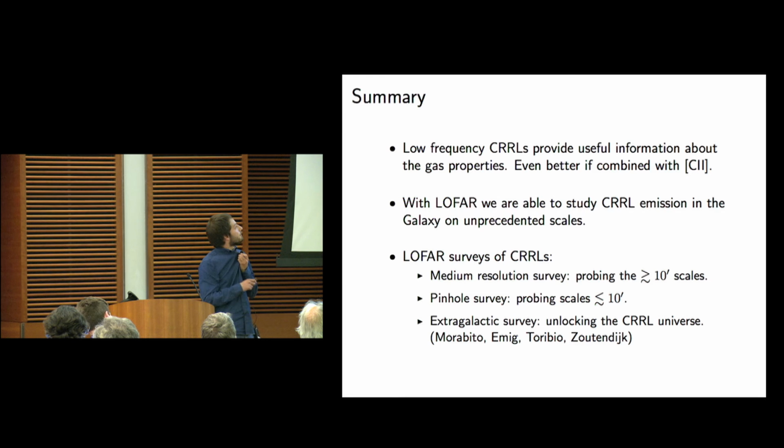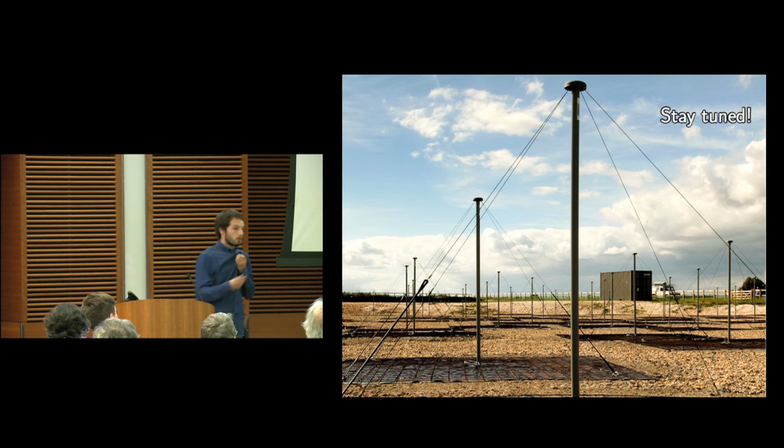And the survey we're carrying out, we divided it into 3 strategies. The first one is using medium resolution, where the data reduction is easier, where we will be probing scales larger than 10 arc-minutes. A pinhole survey, where we will be probing scales smaller than this. We still are playing a bit with what's the angular resolution which we can really study, and an extragalactic survey, where we will study these lines in other objects. So stay tuned for more results in the forthcoming years. Thank you.